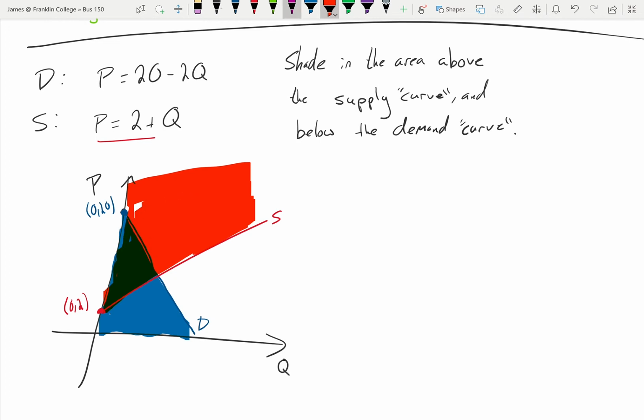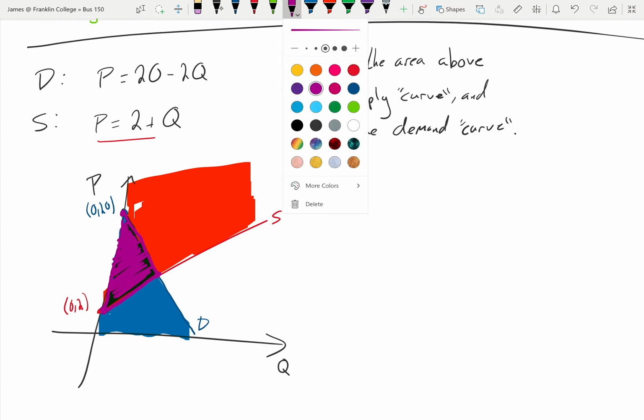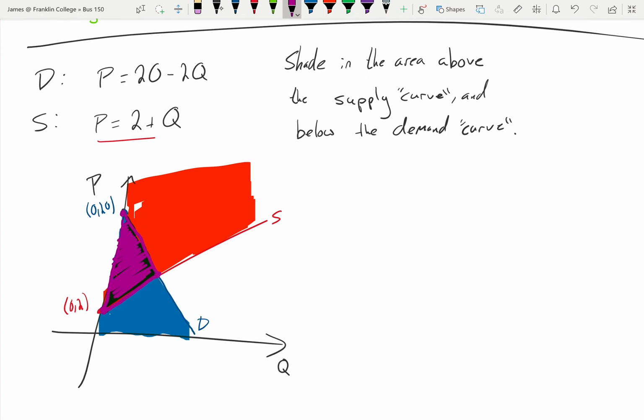And then we're going to be interested in the area, this triangle here that represents the overlap of both of our shaded regions, and that's going to be representing total surplus. Now, granted, there is one last point that we're going to be interested in solving for, and that is that equilibrium point right here, and that is where the intersection of the lines P equals 20 minus 2Q and P equals 2 plus Q.